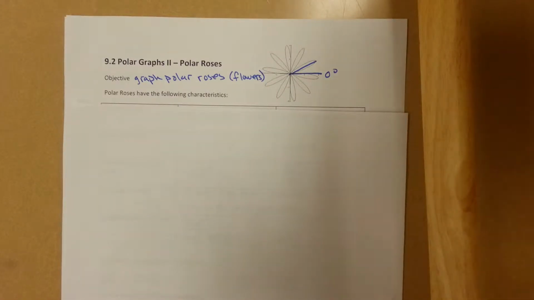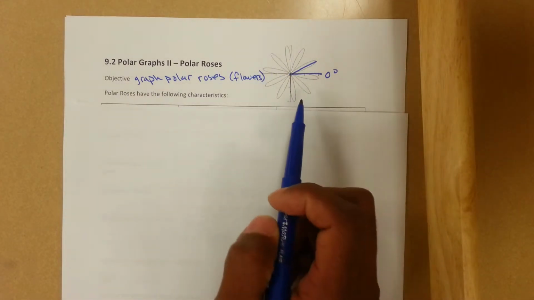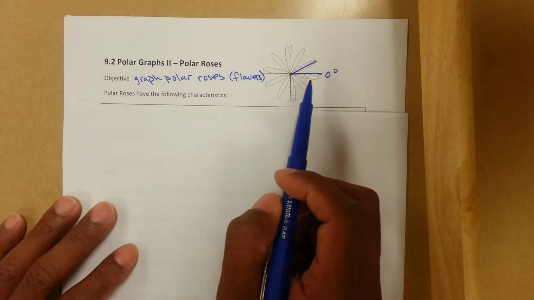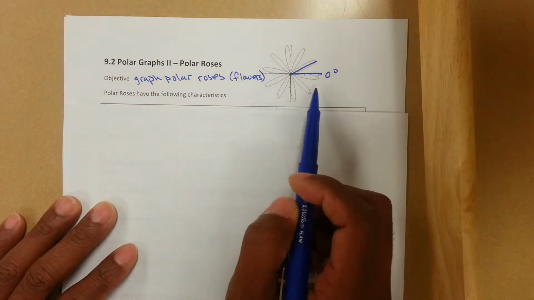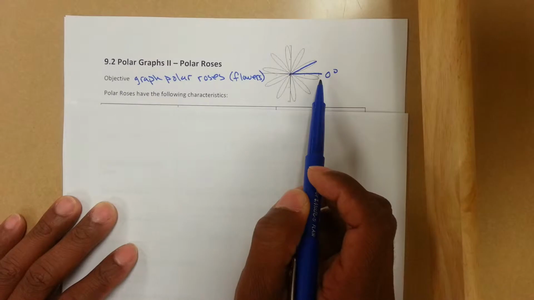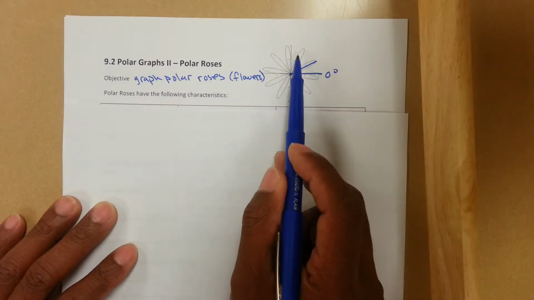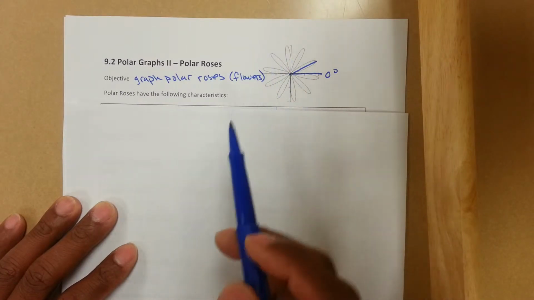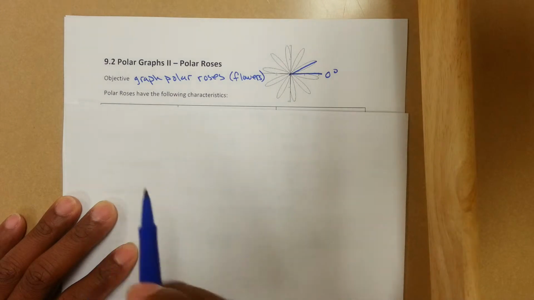So the next equation for polars that we're going to start graphing are going to be what's called polar roses. Now essentially a polar rose is just going to look like a flower. Your flower is going to have different appearances. They're going to have different numbers of petals. The spacing between each petal is going to be different, and the petals are going to start in different locations depending on what type of equation you have.